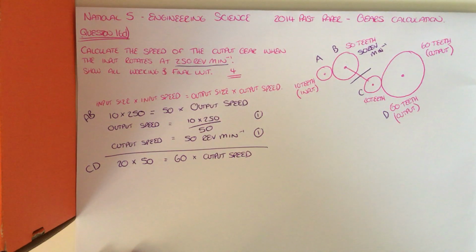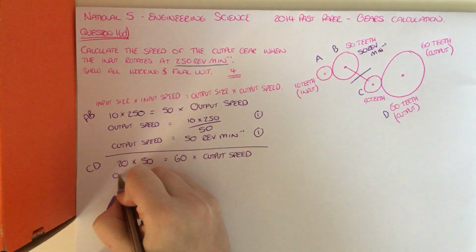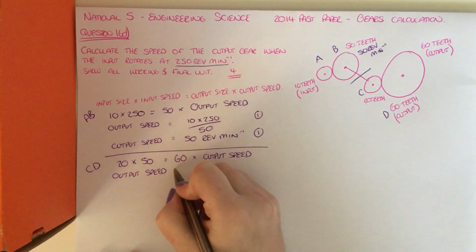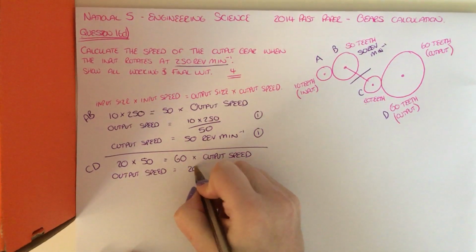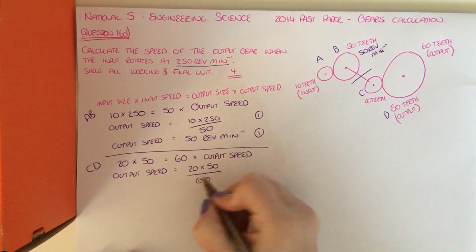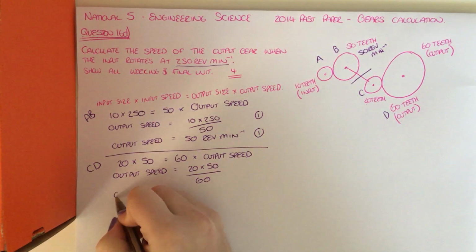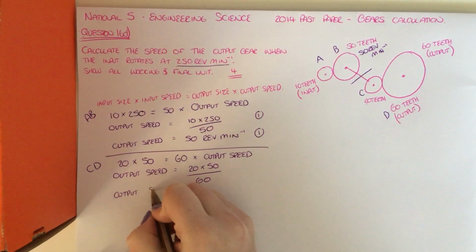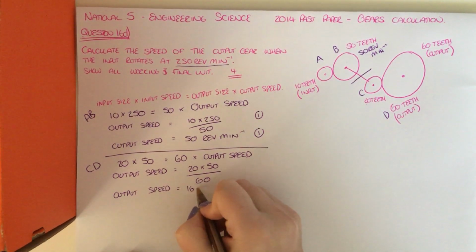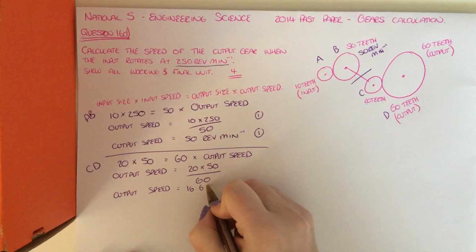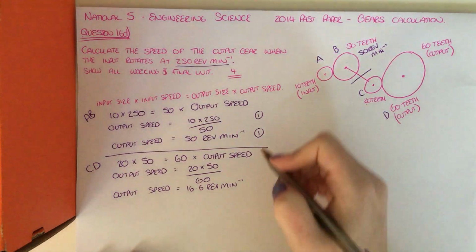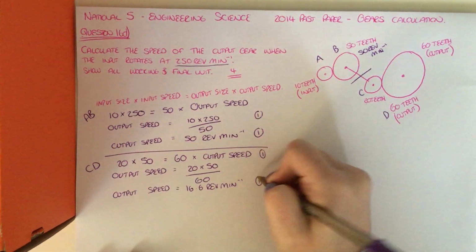Okay, from there, again, all we're going to do is a simple maths equation where we are rearranging the subject of the formula. So that is going to equal 20 times 50 divided by 60, because we're dividing across the full equation, and that is going to give us an output speed of 16.6 revolutions per minute. And again, a mark goes here, and a mark goes here.